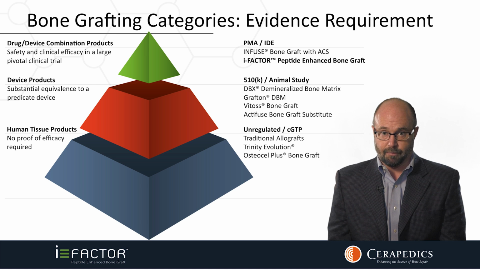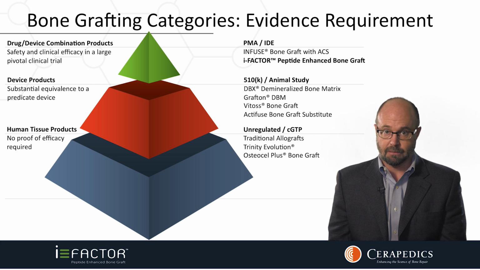The next category of products are those that are HCT/Ps, or human tissues. These are considered by the FDA to be minimally manipulated homologous tissues, and they don't require any pre-market review for safety and efficacy prior to approval. Rather, the manufacturers must follow published guidelines for how the tissues are procured, processed, and what documents need to be kept on them.